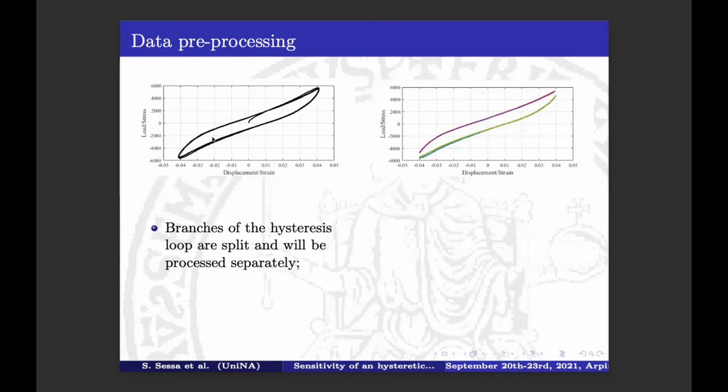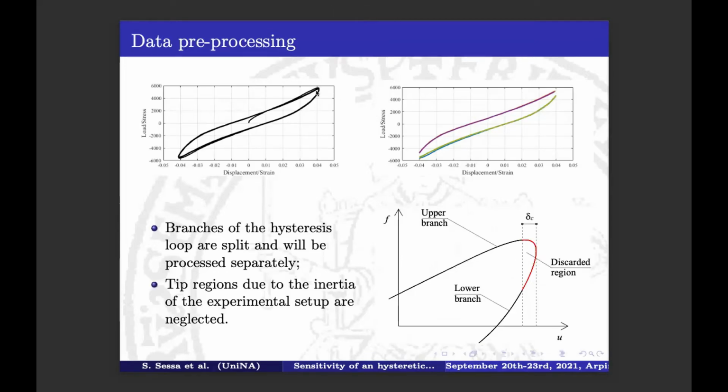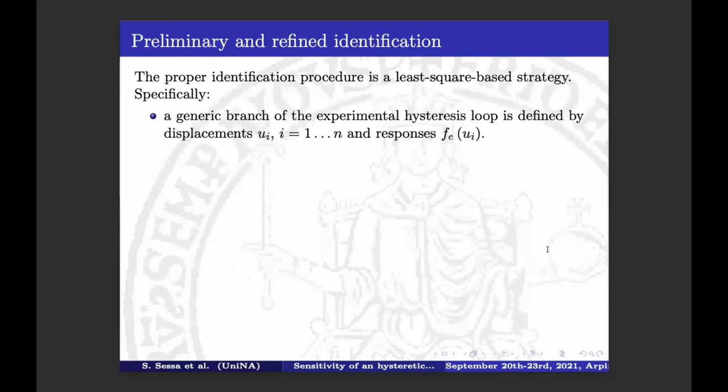And we split all the branches of the loop. Each branch is identified separately. Actually, we also cut the tip at the end, because this is a well-known phenomenon that is related to the inertial contribution of the experimental device. And actually, this can affect the stiffness at the end of the tips. So it's better to neglect this part. And actually, after that, we start with the proper identification.